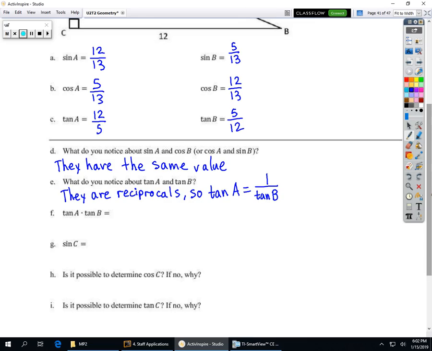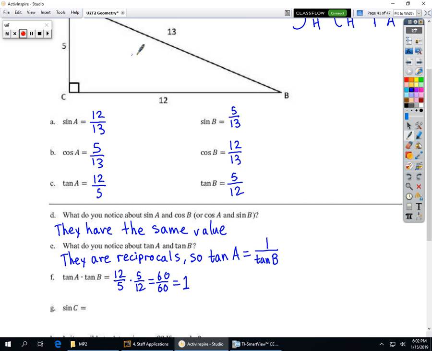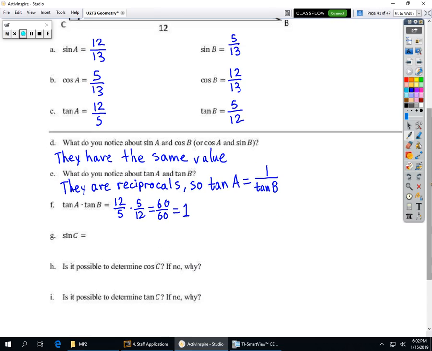What's tangent A times tangent B? What happens when I multiply these two together? Then I get 12 over 5 times 5 over 12, which means 60 over 60, which is 1. If you multiply tangent of A and B, they cancel out to be 1. What about G, sine of C? The opposite of C is 13. The hypotenuse is still 13. So I got 13 divided by 13, which is 1.